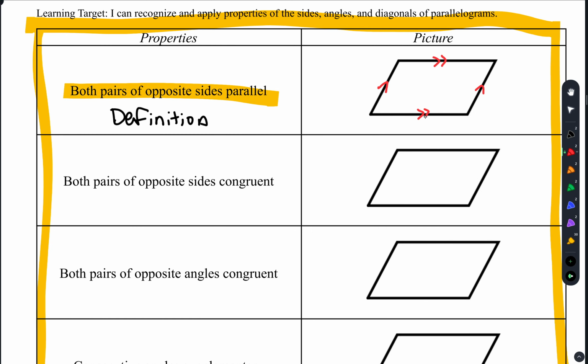From there, we get a bunch of extra properties that tell us about sides, about angles, all that good stuff. The first one is that both pairs of opposite sides are congruent. So not only are they parallel, but we also know that they are congruent. They can get those congruent tick marks.